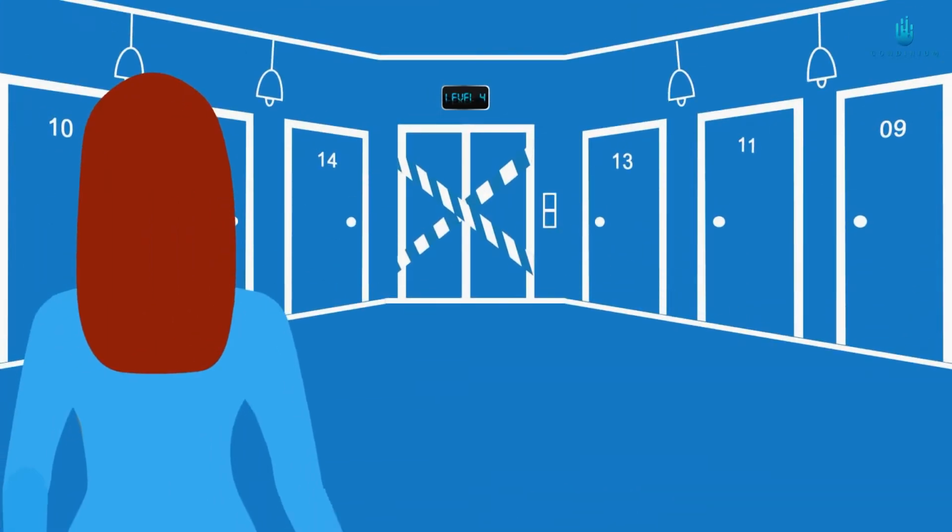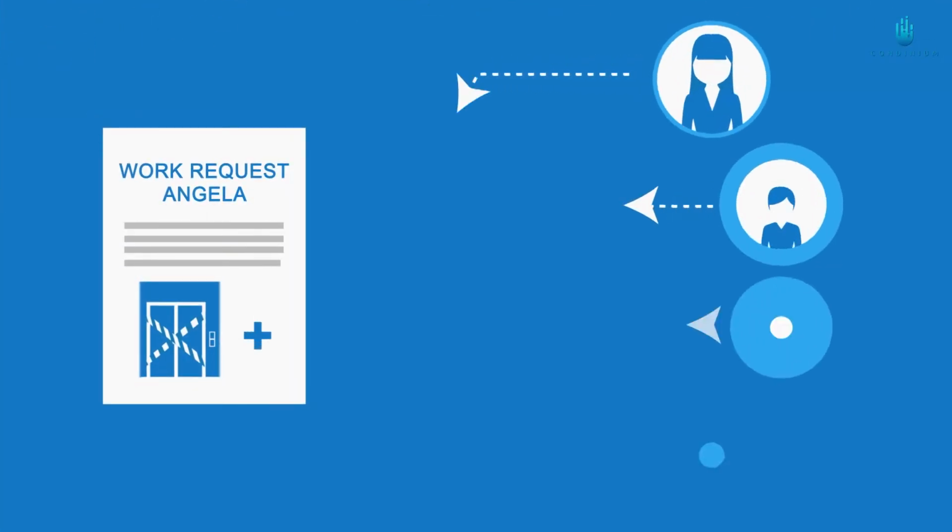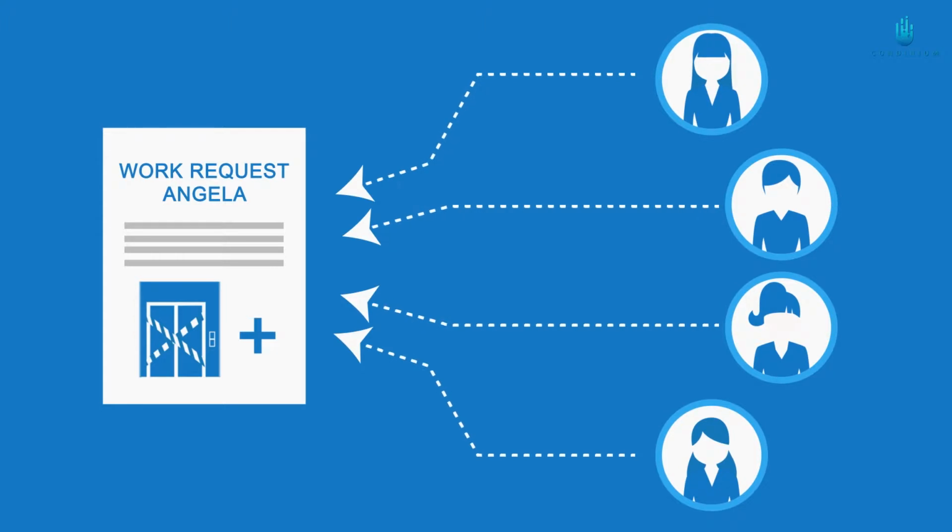She first checks if anybody else has raised a repair for the south elevator. She takes images and enters a short description of the problem. Other residents in Angela's building can view her work request.